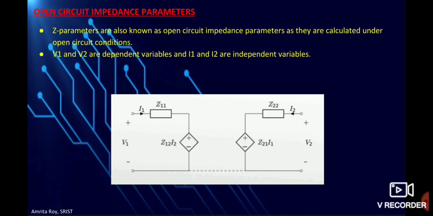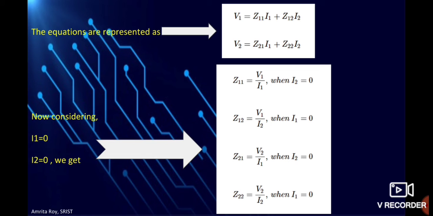In the given diagram, at port 1, the voltage is denoted by V1 and current by I1. Similarly, at port 2, the voltage is denoted by V2 and current I2. Here, V1 and V2 are the dependent variables and I1 and I2 are the independent variables. The equations obtained after applying KVL at port 1 and port 2 are: V1 equals Z11 into I1 plus Z12 into I2, and the second equation is V2 equals Z21 into I1 plus Z22 into I2.